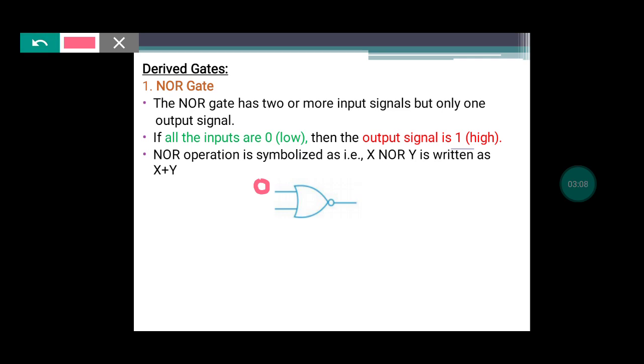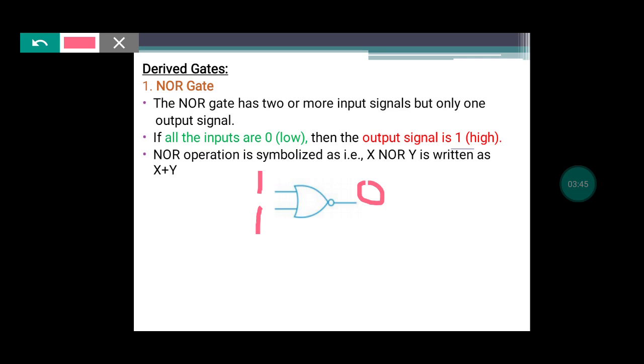Okay, now if I change, one input signal I keep as 0, another input signal I keep as 1, then what will be the output signal? The output signal will be 0. Yes, we will check for another combination. First input signal I am giving as 1, second input signal I am giving 0. Then what will be the output? Output will be 0. Now if I give both input signals as high, then what will be the output? Output will be 0.